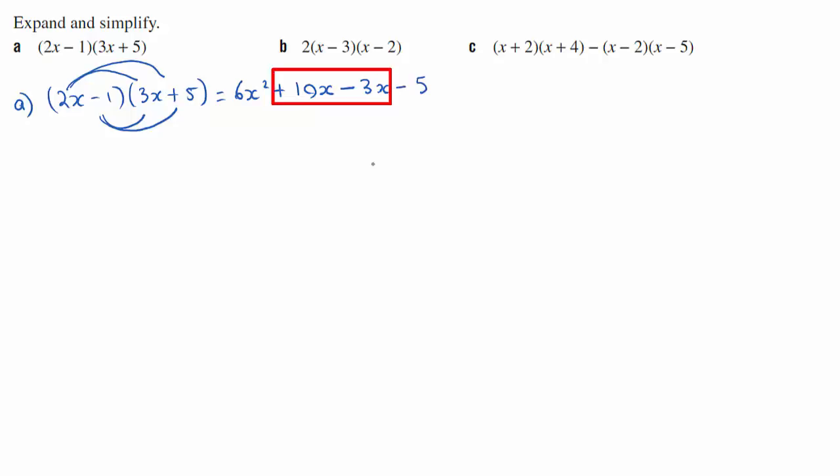So 10x minus 3x will give us our 7x. So we're left with 6x squared plus 7x minus 5.